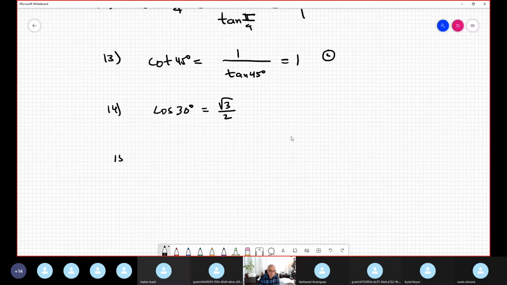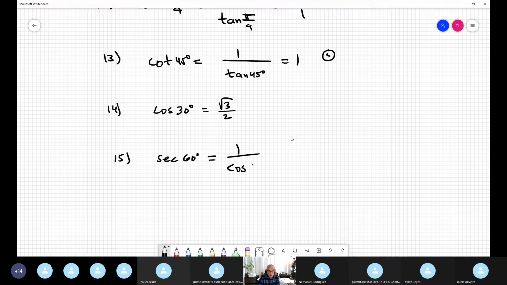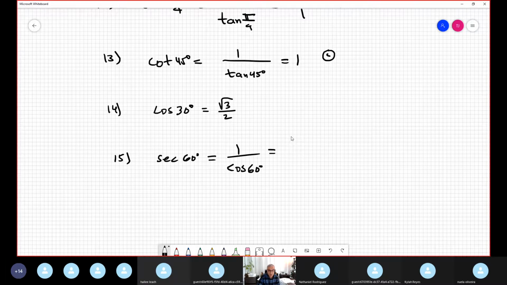15 is secant. Secant is weird. Pero I know que secant es reciprocal of cosine. Y I know que cosine 60 degrees is 1/2. And reciprocal of 1/2 is 2. Get the option D.